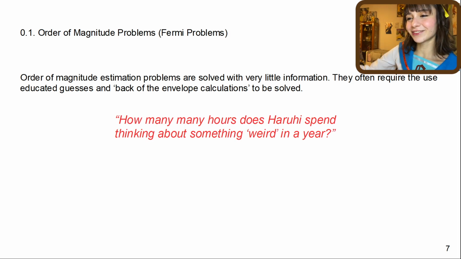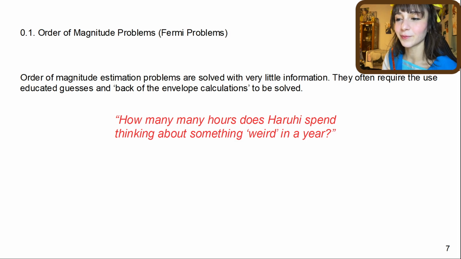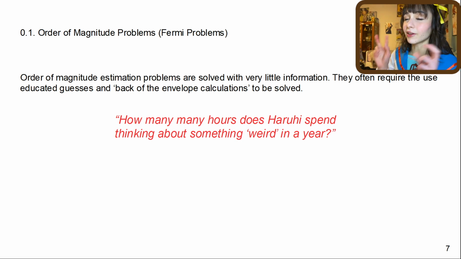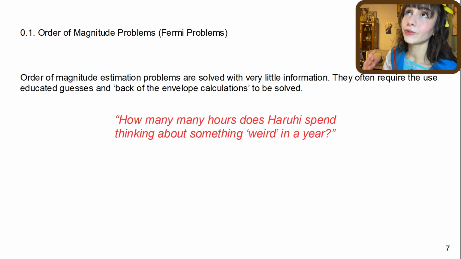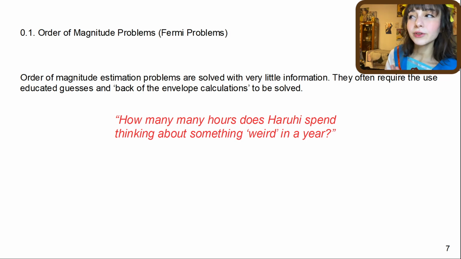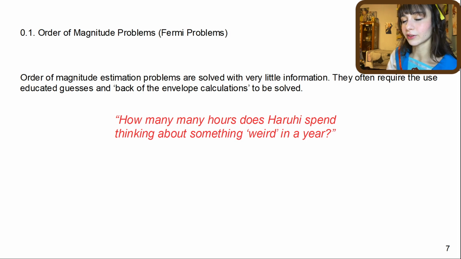So I had a little example that maybe you guys can think about to get a bit of an idea. And that is, how many hours does Haruhi spend thinking about something weird in a year? The solution to a Fermi problem is the order of magnitude. So if it's hundreds of hours, then it's order of magnitude 2. If it's thousands of hours, then order of magnitude 3, and so on. So you can have your guesses.